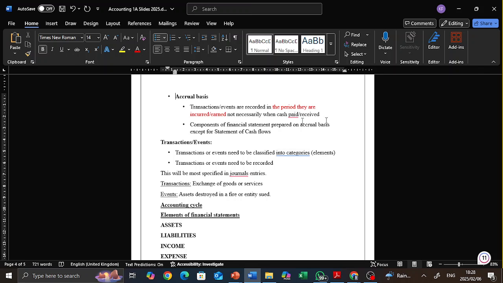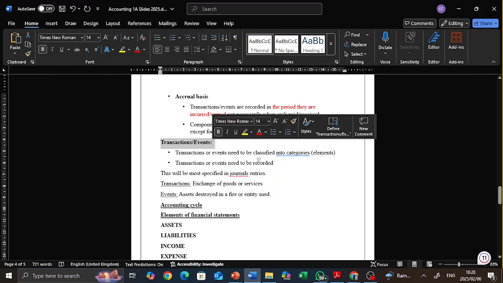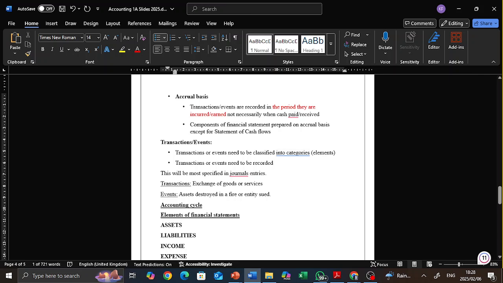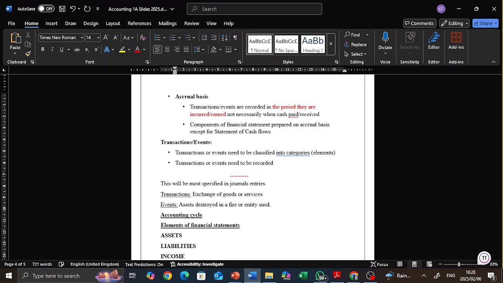Yes. Which brings me to transaction slash event. Transactions or events need to be classified into categories, aka elements. So if I say debit machine, you have to write SFP next to it because that machine is an asset. And where do assets belong? In the statement of financial position.